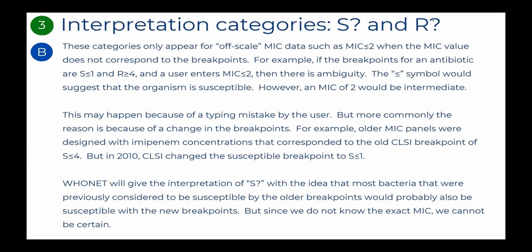The categories of S question mark and R question mark only appear for off-scale MIC data, such as MIC less than or equal to 2, when the MIC does not correspond to the breakpoints. For example, if the breakpoints for an antibiotic are S less than or equal to 1 and R greater than or equal to 4, and if there is an isolate where the user enters an MIC less than or equal to 2, there is ambiguity. The less than or equal to symbol would suggest that the organism is susceptible. However, an MIC equal to 2 would be intermediate.